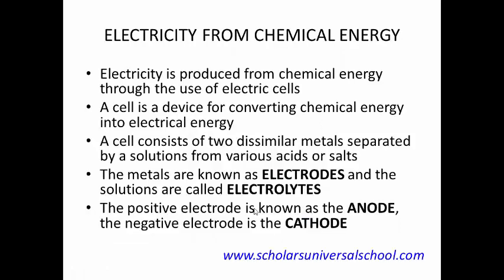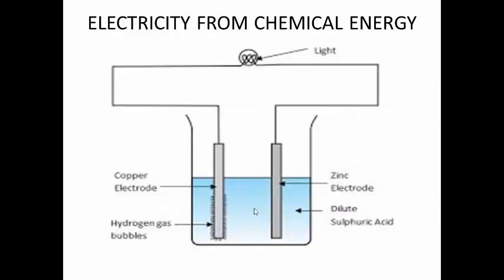Now, the positive electrode is known as the anode, while the negative electrode is what we call the cathode. So, for any one of these electrodes, which is made positive or negative, the positive is called the anode, and the negative electrode is called the cathode.